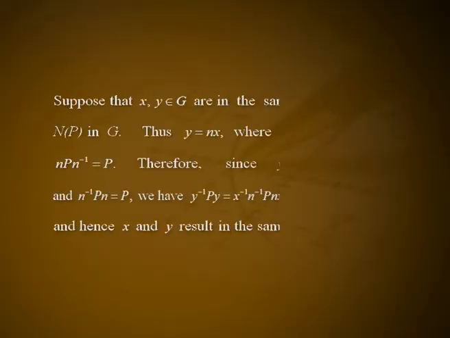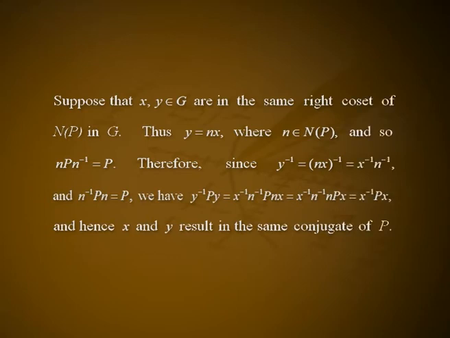Suppose that x and y belonging to G are in the same right coset of the normalizer of P in G. Thus, y = nx, where n belongs to the normalizer of P and nPn⁻¹ = P. Therefore, since y⁻¹ = (nx)⁻¹ = x⁻¹n⁻¹ and n⁻¹Pn = P, we have y⁻¹Py = x⁻¹n⁻¹Pnx, that is equal to x⁻¹n⁻¹nPx, that is equal to x⁻¹Px, and hence x and y result in the same conjugate of P.